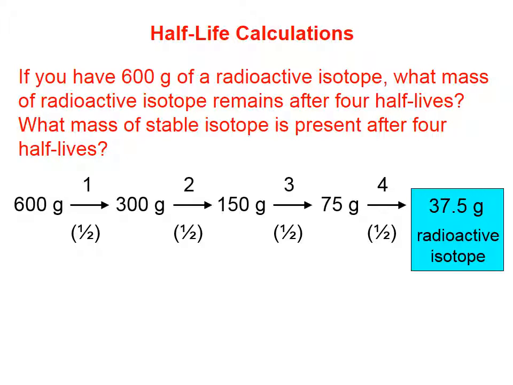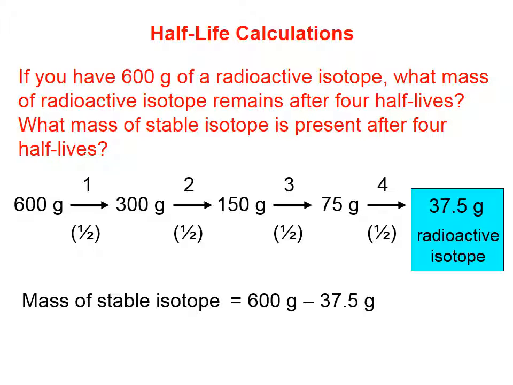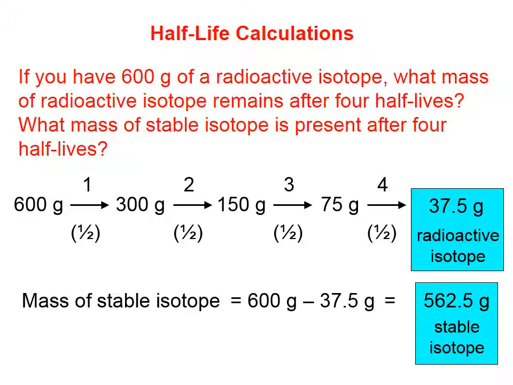Now, what about the second question? What mass of stable isotope is present? Well, the total mass stays the same. So 37.5 grams are still that radioactive isotope that we started with. The rest, in this case 562.5 grams, is the other isotope. You can see that the mass has stayed the same.